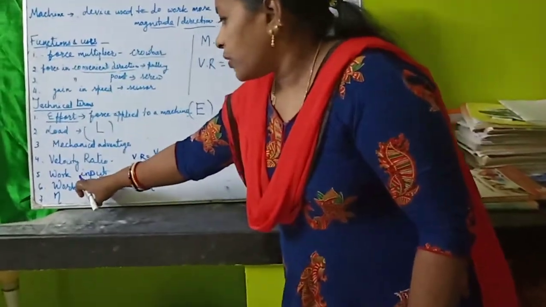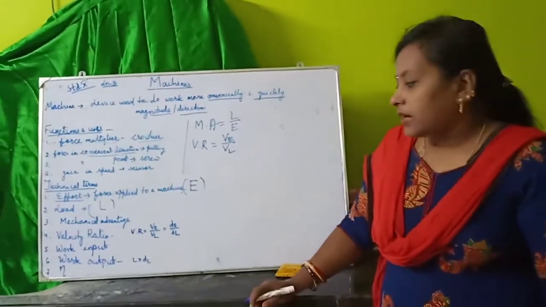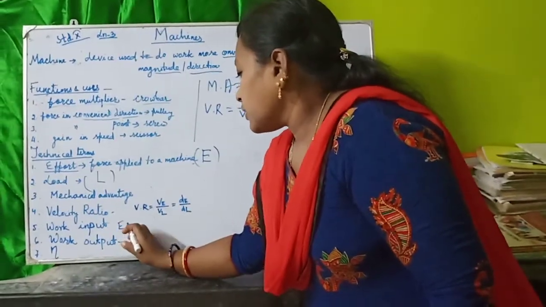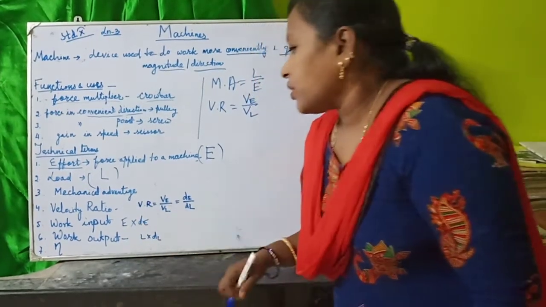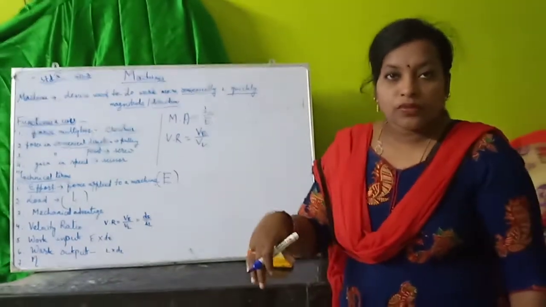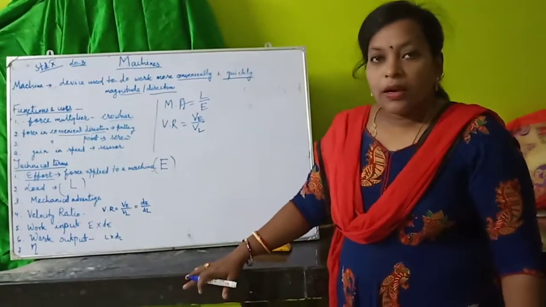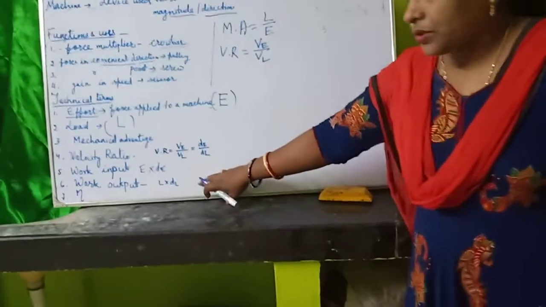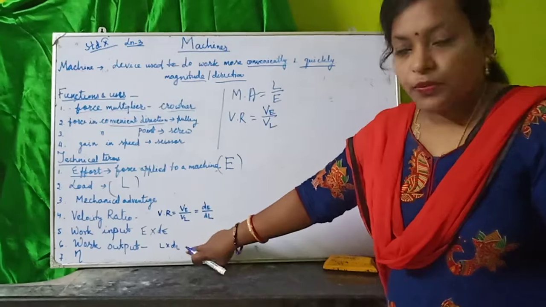Next comes work input. What is work input? It is defined as the product of effort and the distance moved by the effort. So whatever work is done on the machine is known as work input. But whatever work is done by the machine to do our work is known as work output. It can be written as the product of load and the distance moved by the load.